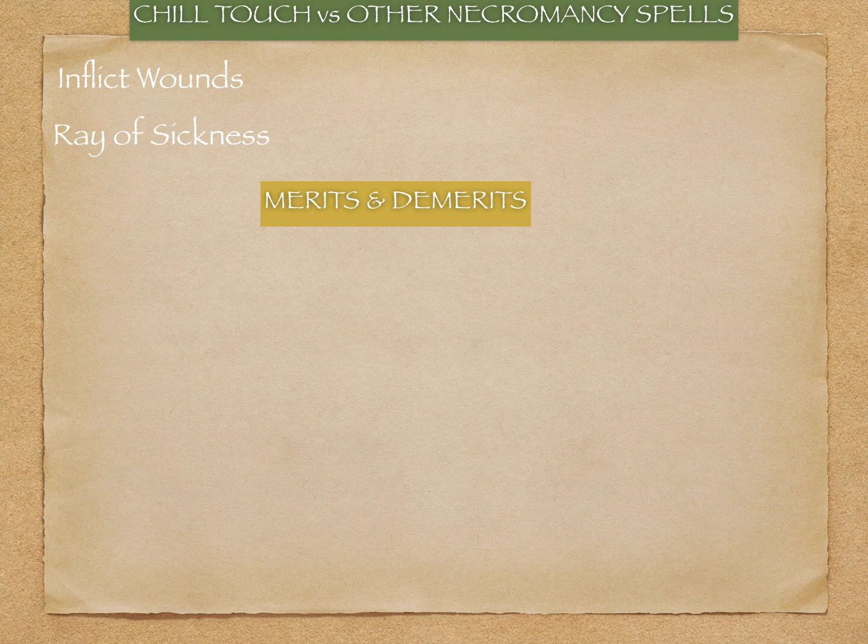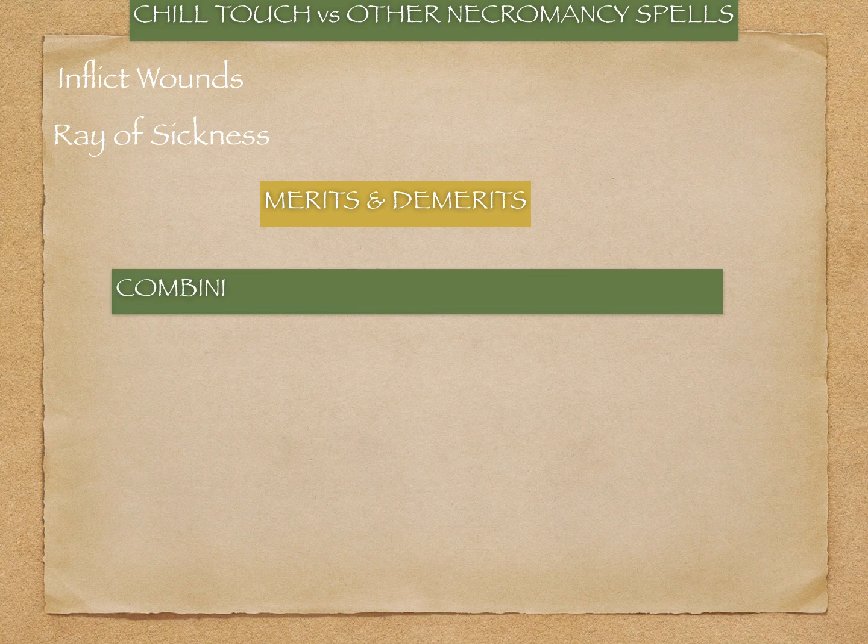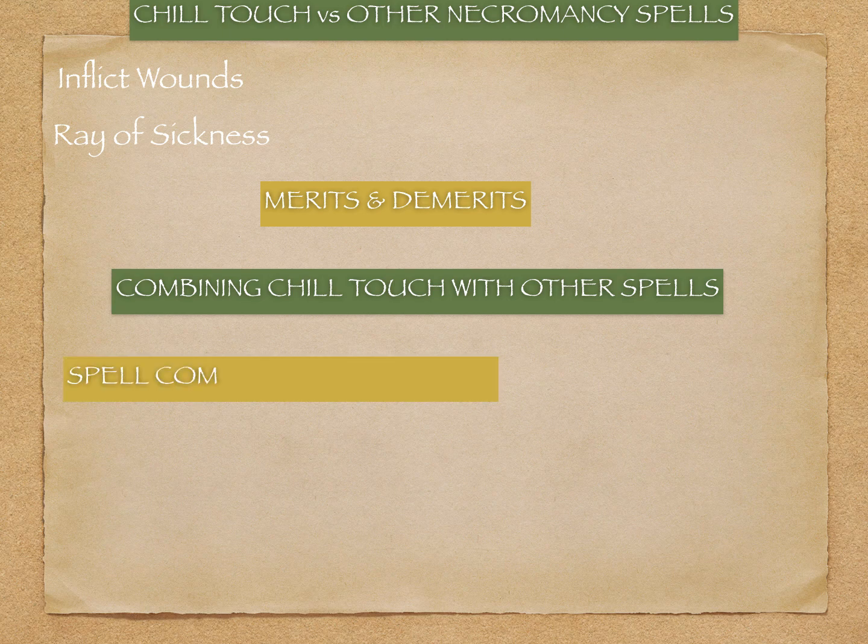Now let's move on to combining Chill Touch with other spells. Spell combos and synergies. Combining Chill Touch with spells like Hold Person or Web can enhance its effectiveness as immobilized targets are easier to hit. Spells that debuff an enemy's AC like Faerie Fire also pair well.